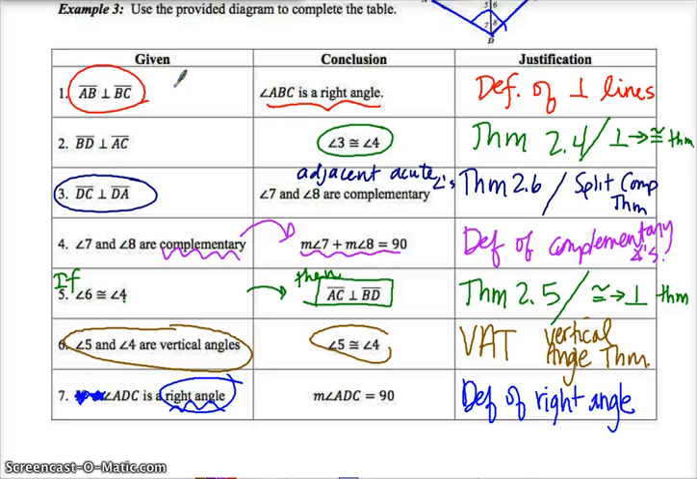So pay attention to what is given and what's concluded, and look at those theorems and those postulates and those definitions. Change them into if-then statements if it helps, and see what is given, the if part, the hypothesis, and what is concluded.